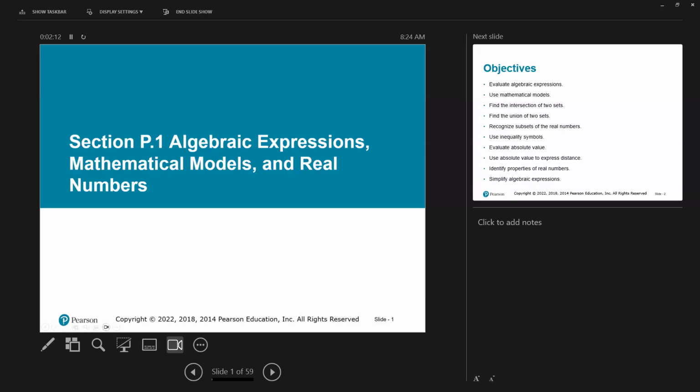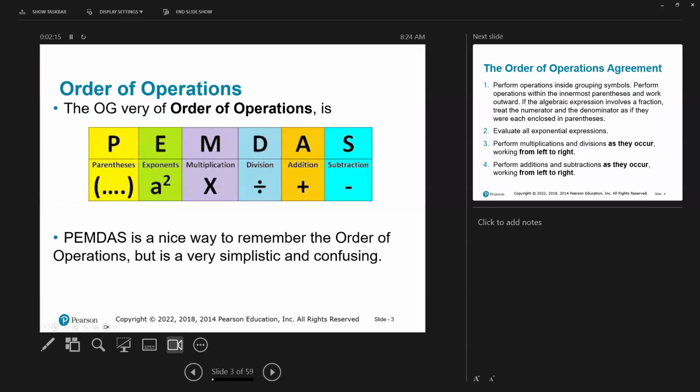So I added a little bit to this section. So we're going a little further back because I want to start with order of operations. A lot of times there's a few parts of order of operations that get confusing or we forget about, so I just like to review this. The original version that you usually see has always been PEMDAS. So we got P for parentheses, E for exponents, M for multiplication, D for division, A for addition, and S for subtraction. This is a nice way to remember your order of operations.